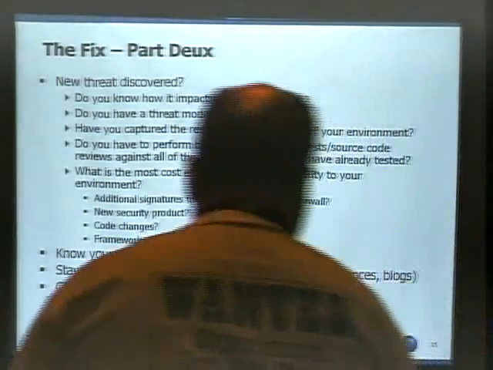So, what should you be doing? Firstly, know how a new threat is going to impact your environment. Do you have a threat model that you've performed against your applications? Does the threat model already capture this threat? If not, how are the results of the discovery of this new threat going to impact your threat model? Do you now have to go back and manually test all of your 1,000 applications for this one particular threat? Or are there only a few applications that are in fact vulnerable to this new threat? Also, what is the most cost-effective way of dealing with this new threat?